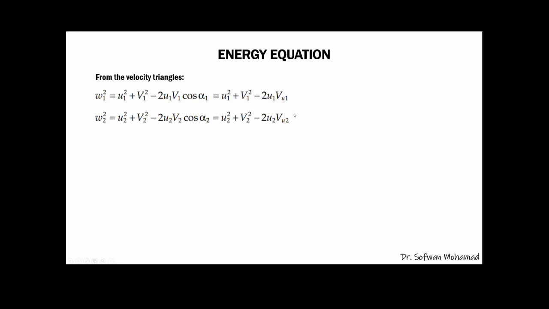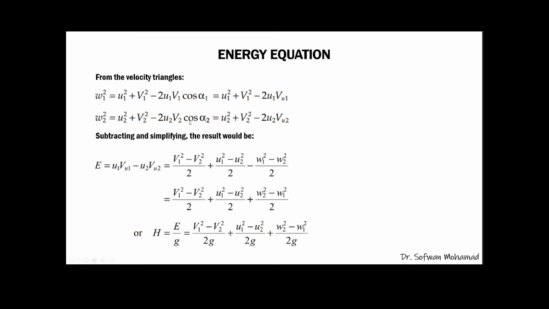Okay, at the inlet, and it's very much similar at the outlet. You just change all the subscripts from 1 to 2, which represent velocity at the outlet. This is just trigonometry. And then if we subtract these two equations and simplify them, we can get the energy equation in these terms, in this form.